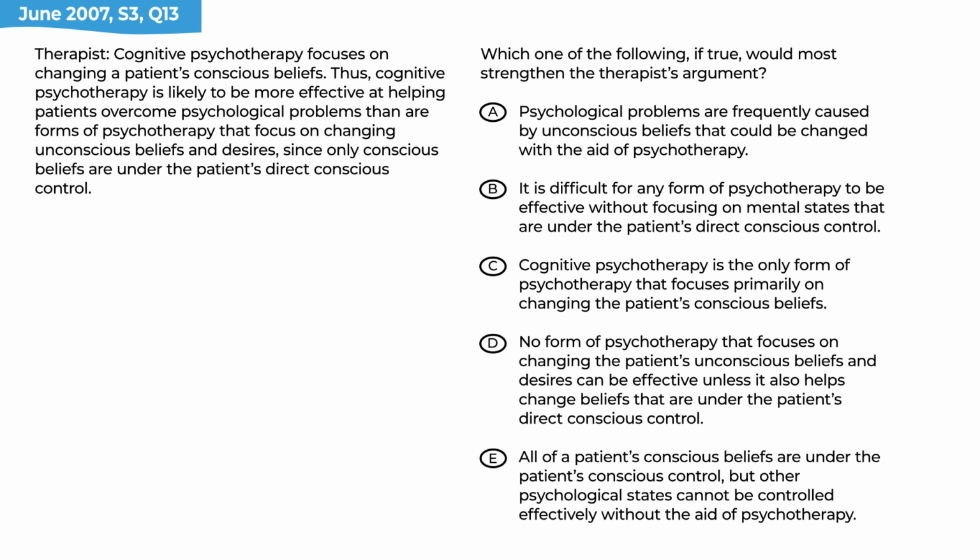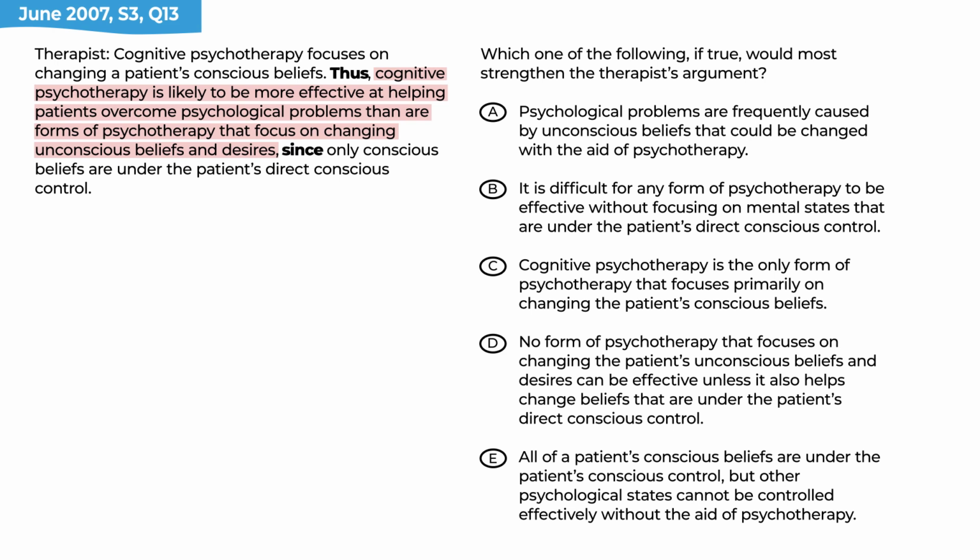All right, welcome back. We want to start by finding the argument's conclusion on this one. And to do that, we're going to look for language cues, ones that introduce conclusions. If we look at the beginning of the second sentence, we get the word thus. And that is telling us that what comes after is in all likelihood the conclusion. It says that cognitive psychotherapy is likely to be more effective at helping patients overcome psychological problems than are forms of psychotherapy that focus on changing unconscious beliefs and desires.